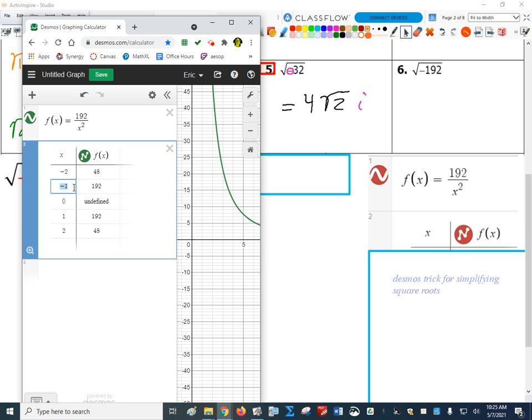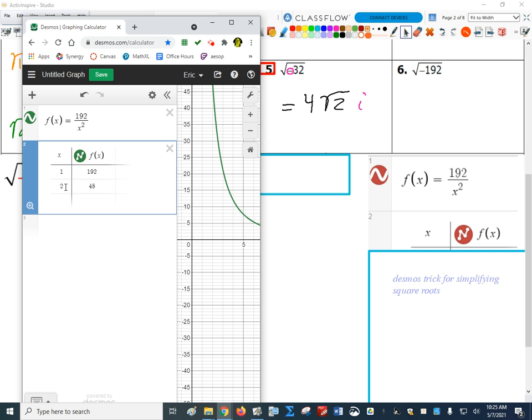And I don't need any negative values. So if I want to, I could just go in here and delete. If I hit backspace twice, it just deletes those rows. I don't have to do this, but I don't really need those rows. I just want to start at 1. Okay, what do these rows mean here? This means that if I input an x value of 1 into this function, the output is 192. Well, that makes sense, doesn't it? Because 192 divided by 1 squared is 192, isn't it?